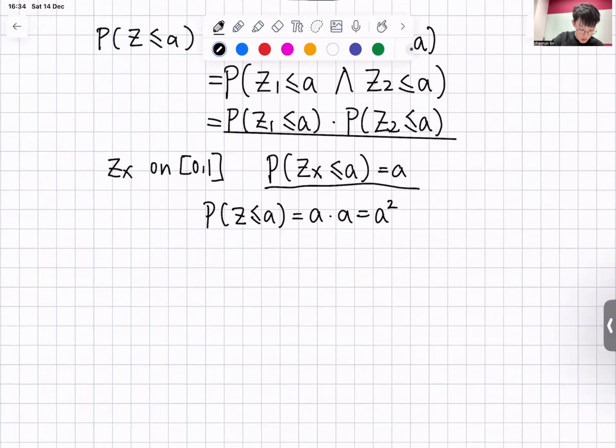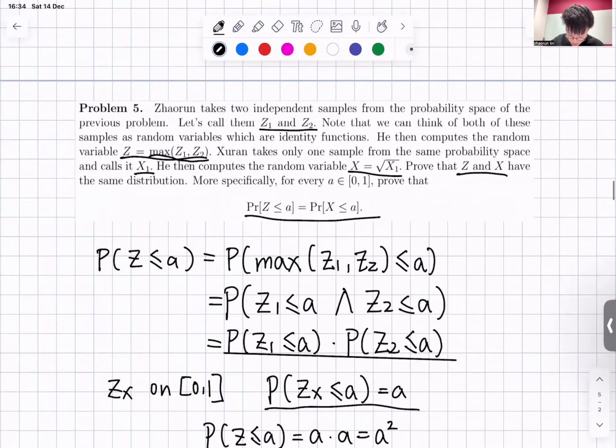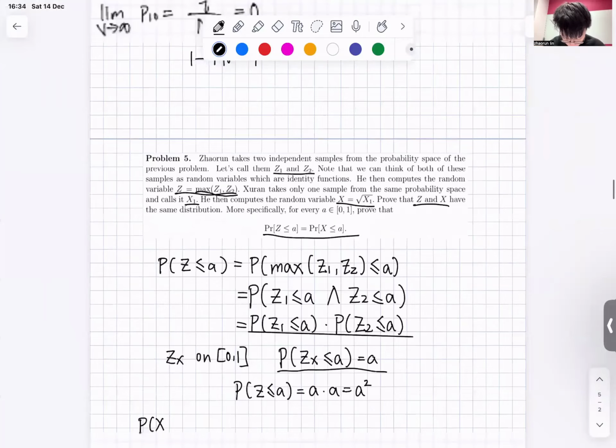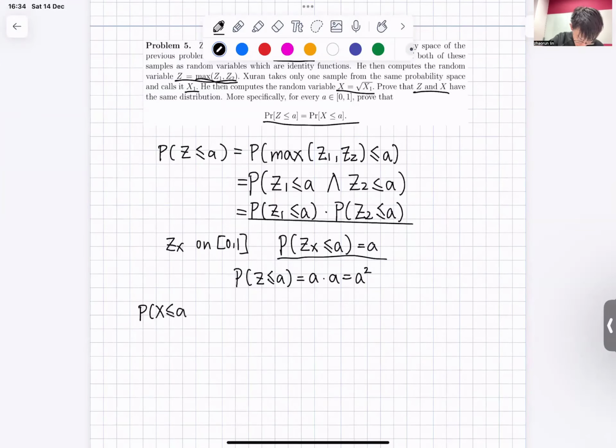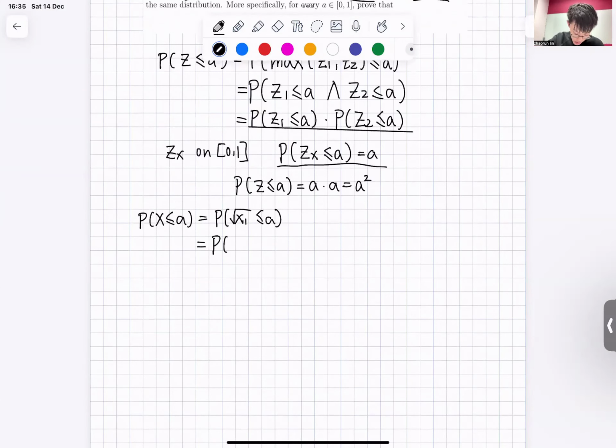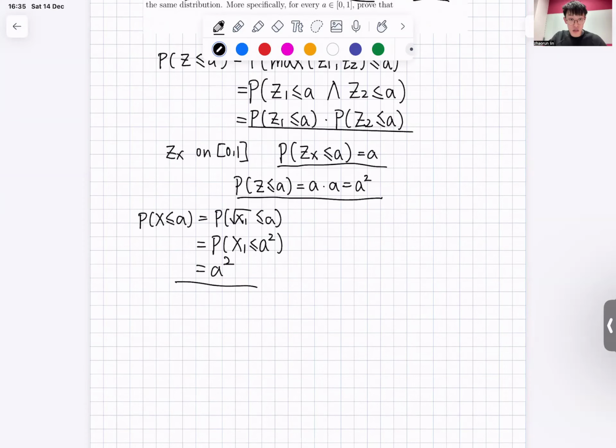For Xuran's part, we have X smaller than A, and X is equal to the square root of X1. And we will have X1, just square them, and then it is A squared. So they're equal. This part and this part, they're equal. And this is problem 5.